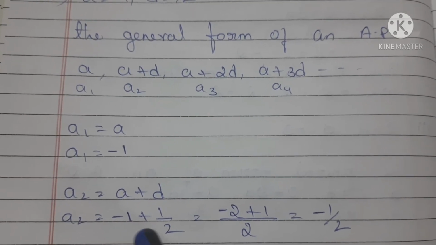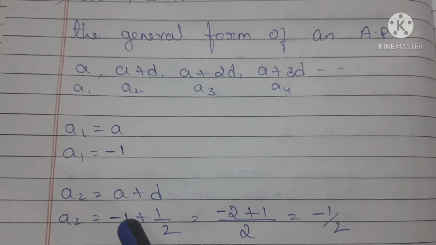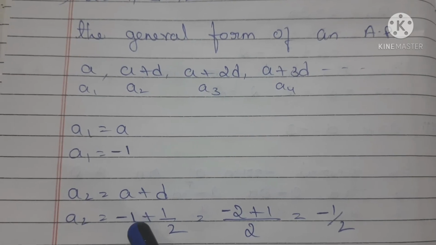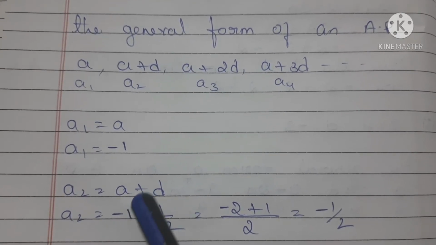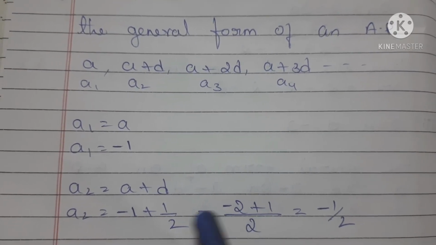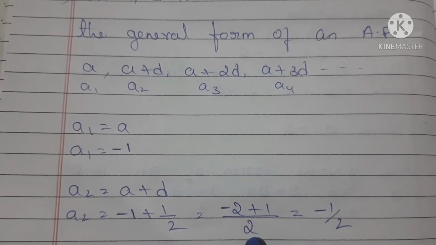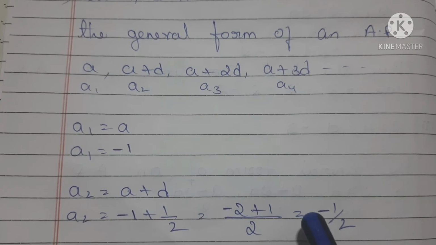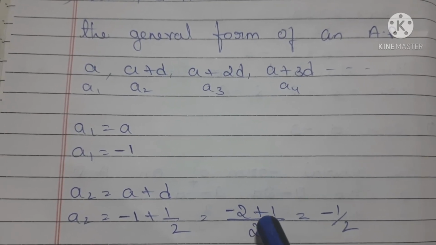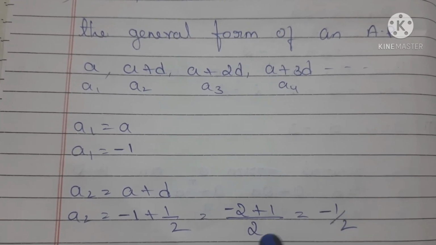Now here LCM is 2. And here we are multiplying 2. Minus 1 2s are 2. Minus 2 plus 1 by 2. Minus 2 plus 1 is equal to, here minus 2 plus 1, minus 1 by 2.